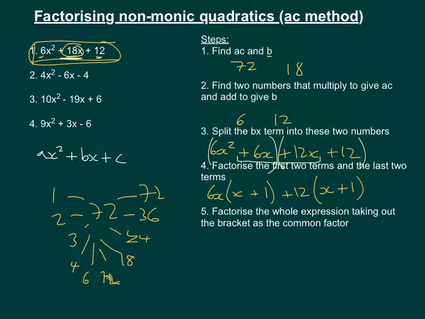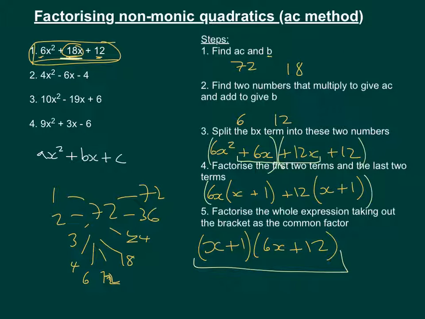And then finally we need to factorise the whole expression, taking out the bracket as the common factor. So as we can see, we've got two terms here, 6x times x plus 1 and 12 times x plus 1. They both have an x plus 1 in common. So what we're going to do is put brackets around the whole thing, and take out the x plus 1. So we'll have x plus 1 on the outside, and we'll be left with 6x for the first term, and plus 12 for the second term. And that's our final answer. We've factorised this non-monic quadratic expression.